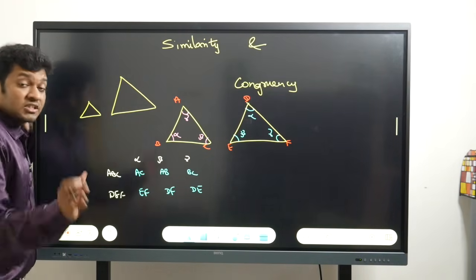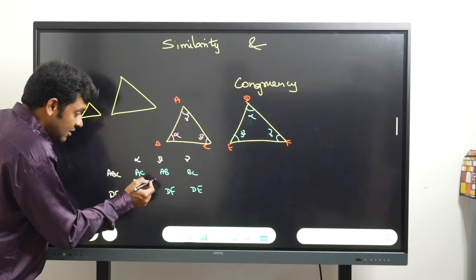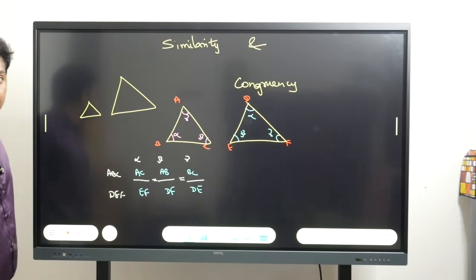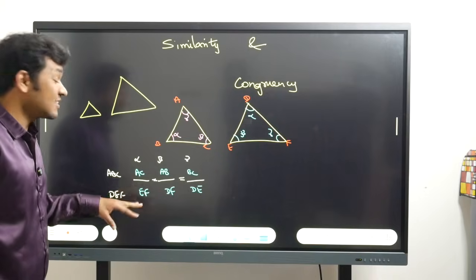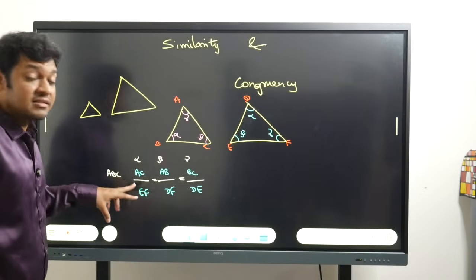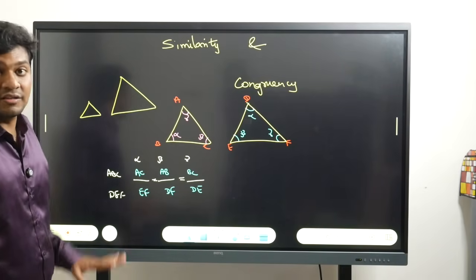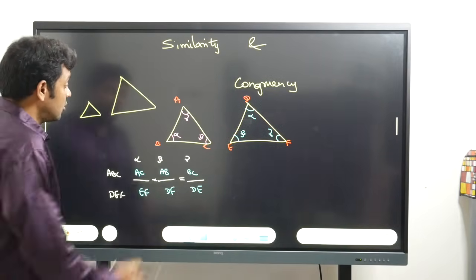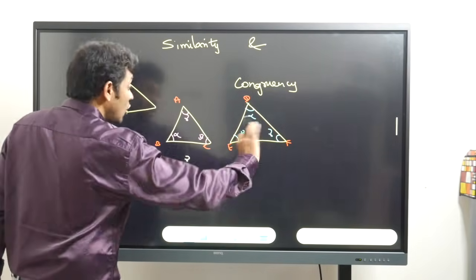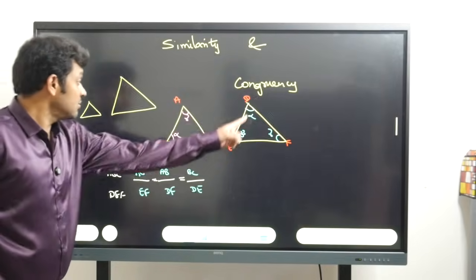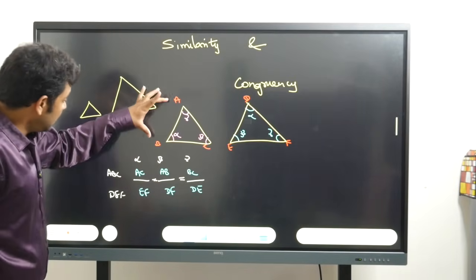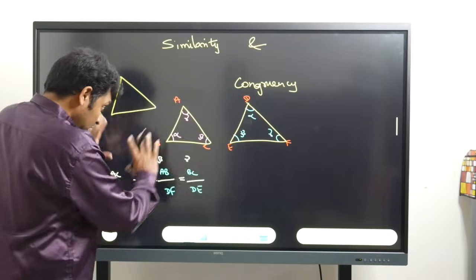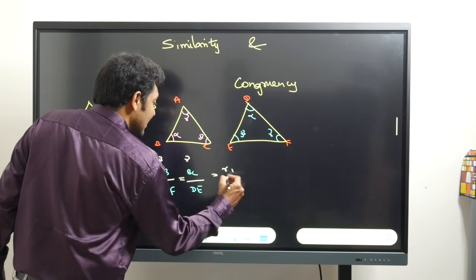Right? So corresponding sides are proportional. So AC by EF should be equal to AB by DF should be equal to BC by DE. Right? So if two triangles are similar, the corresponding sides are proportional. Corresponding sides are nothing but sides opposite to the equal angles. Please note, you should not say AB by DE, because AB is opposite beta, DE is not opposite beta. Opposite beta is DF. So AB by DF.